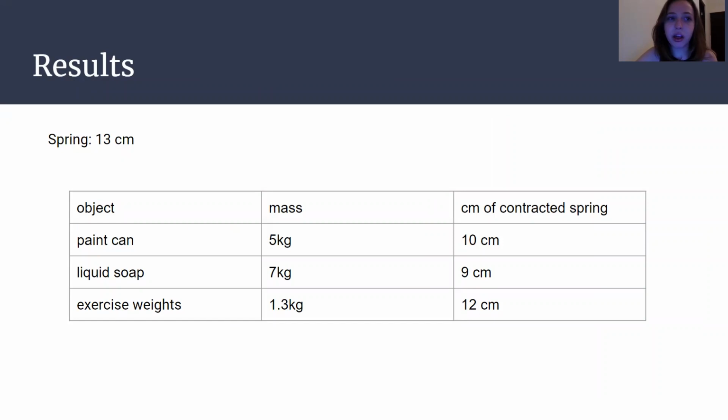The spring is about 13 centimeters. And the masses of the three objects are, for the paint can, 5 kilograms, for the liquid soap, 7 kilograms, and for the exercise weight, 1.3 kilograms. And then the lengths of the contracted spring. When I put the object on the spring, the length of the spring with the paint can is 10 centimeters. With the liquid soap, it's 9 centimeters, and with the exercise weight it's 12 centimeters.